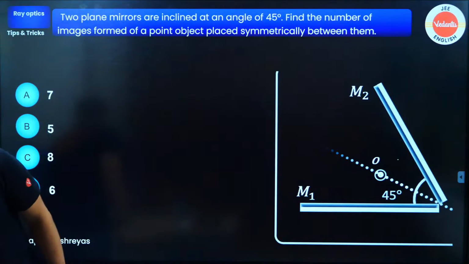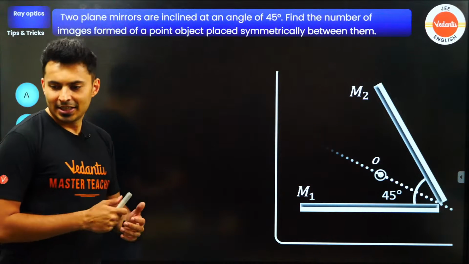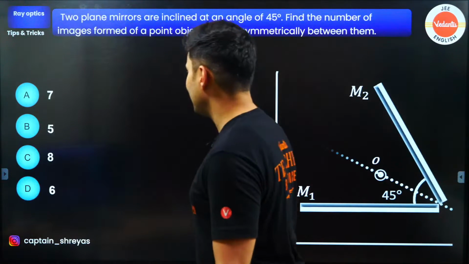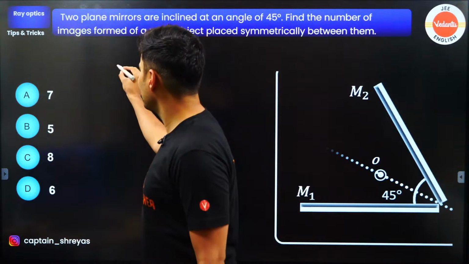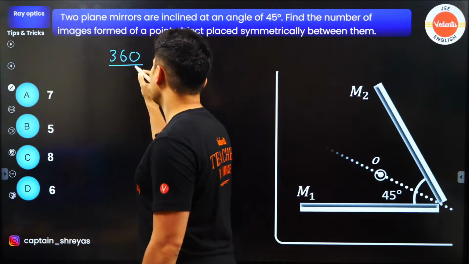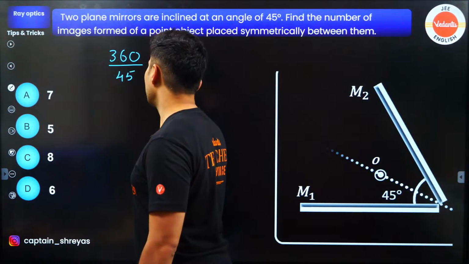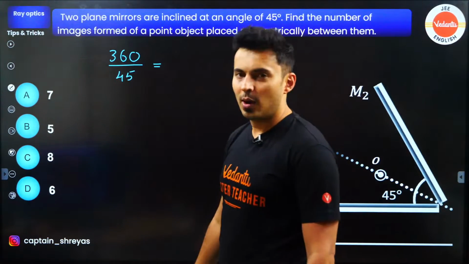Come on, my dear students, figure this out. How many images will be formed because of this? Come on. Somebody is saying A, 7. Let's figure this out. So 360 divided by 45. How much is it, guys?